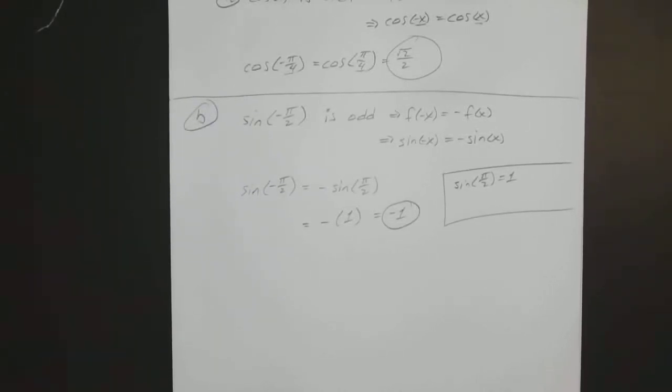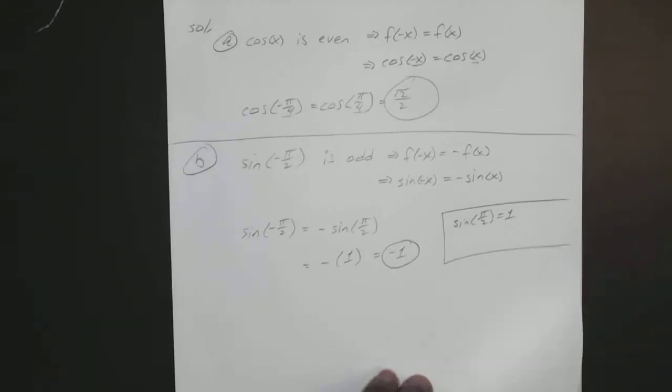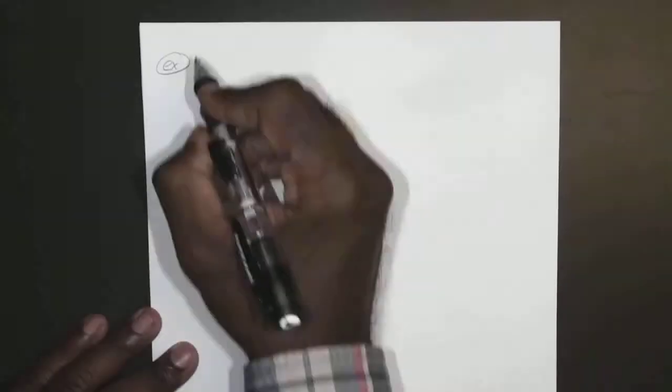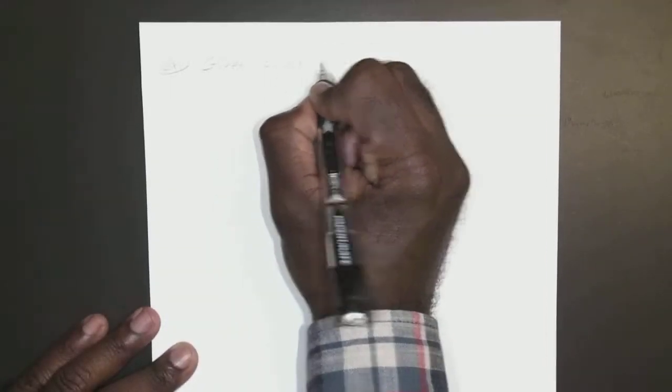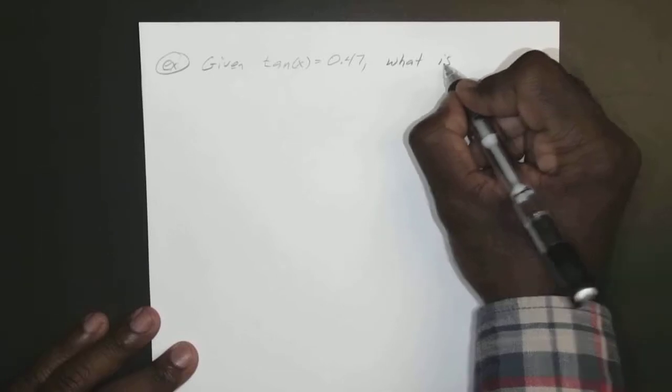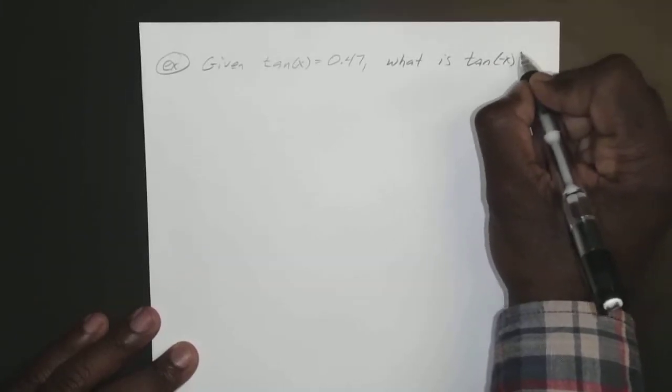All right, oh, this one had another example in here. Yeah, here we go. Thought I had one. Out of order. All right, so let's say for example, if we're given that tangent of x is equal to 0.47, what is tangent of negative x?